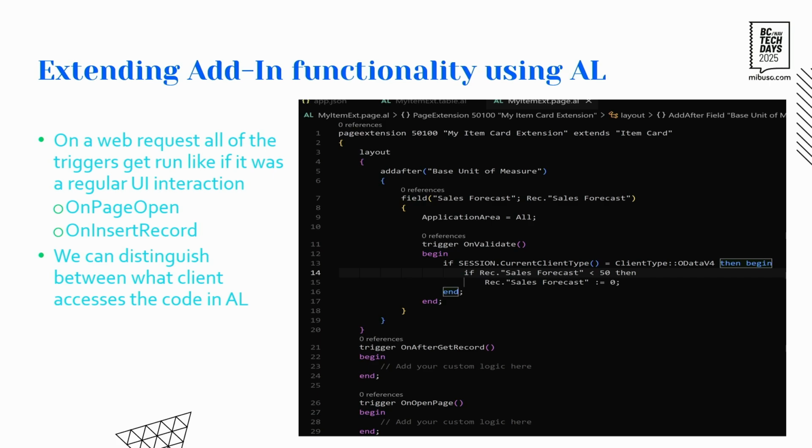And so all of this logic is going to be executed, all of the complicated business logic. And then we can also distinguish between what client is accessing your extension. So if you have some code in your extension and you only want it to run through the API, then you could, for example, distinguish based on the current client type to make sure that you're not doing a lot of UI stuff in these triggers to enhance the performance of the add-in.